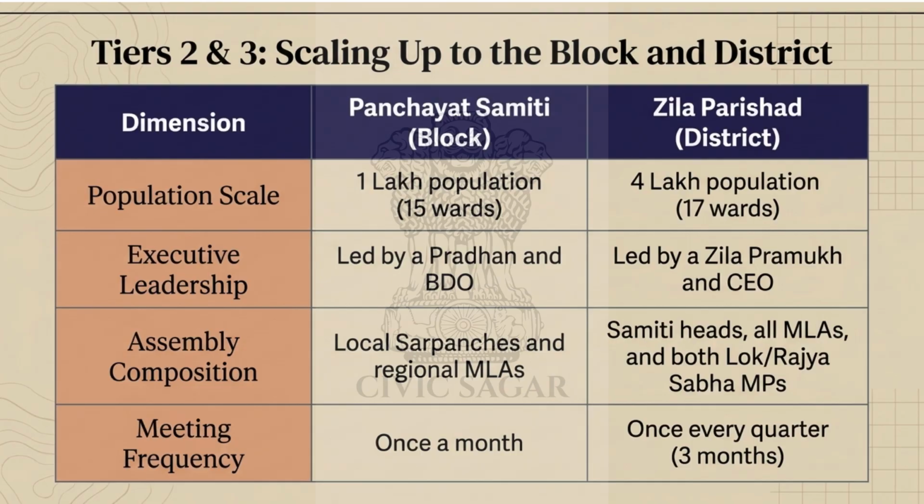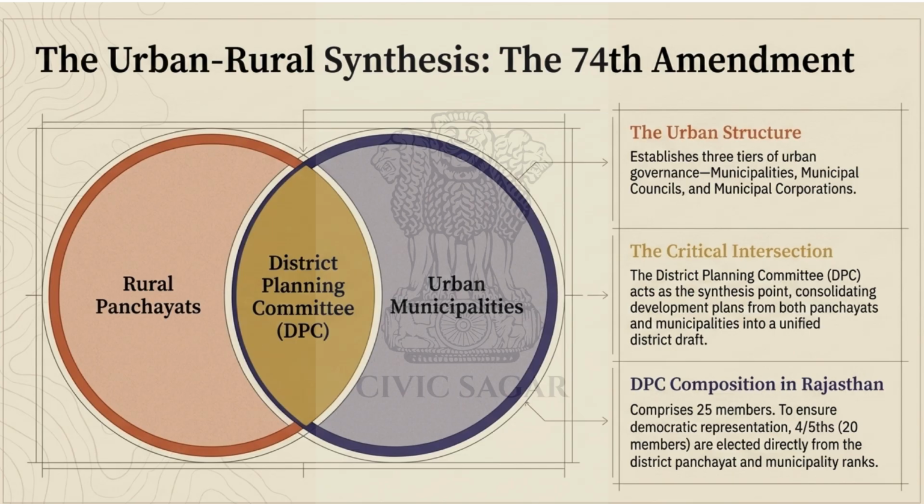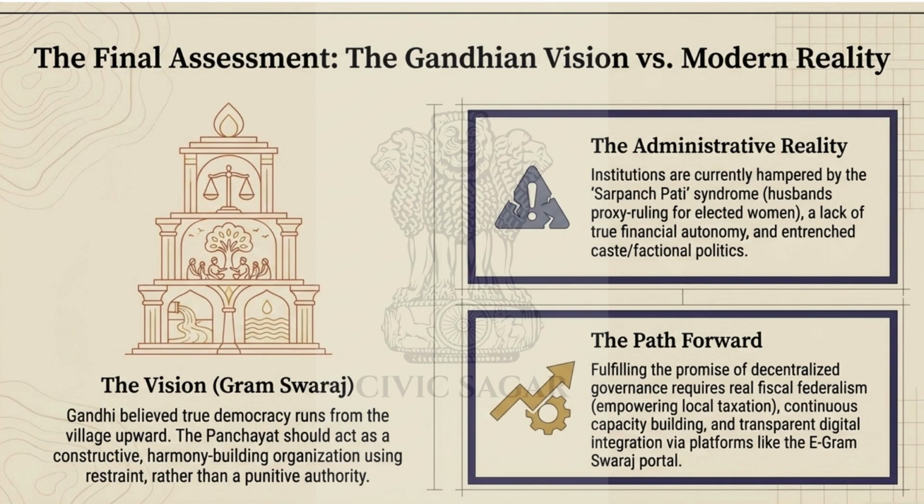To bridge the gap between rural panchayats and urban municipalities, the 74th Amendment introduced the District Planning Committee, or DPC. In Rajasthan, this 25-member committee aggregates local development plans into a unified strategy for the whole district. To ensure democratic representation, 4/5, or 20 of its 25 members, are directly elected from the ranks of local rural and urban representatives.